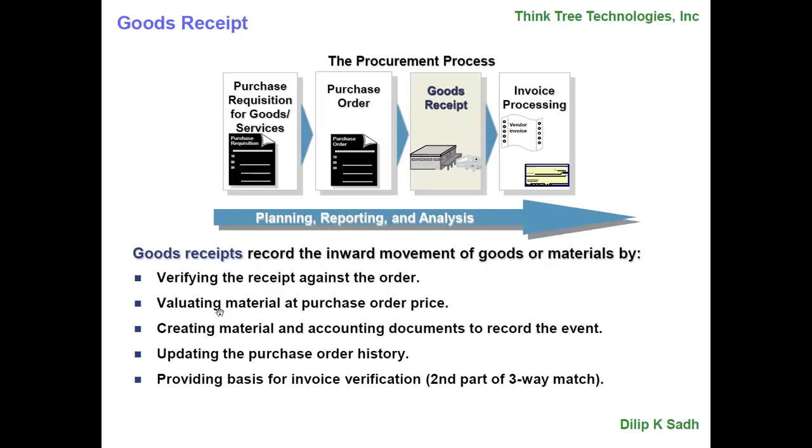These are the two important documents that happen to record the event, to make sure that if somebody wants to go refer and say whether this good movement happened or not, you can go to material document and accounting document and look at it as a proof that yes, this event happened. It updates purchase order history. It becomes the basis for invoice verification. Second part of three-way match.